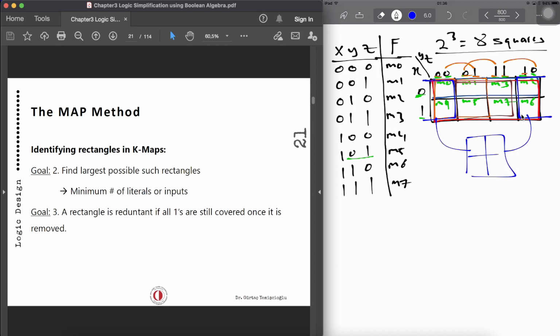And as you can see, as we are using a gray code, these are all adjacent to each other. Okay, so for example, M5 and M7, they're next to each other. There's only one variable changing. So when we have got two ones over there, we can actually simplify it.